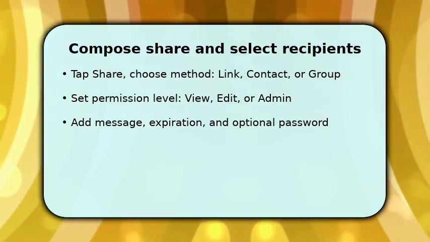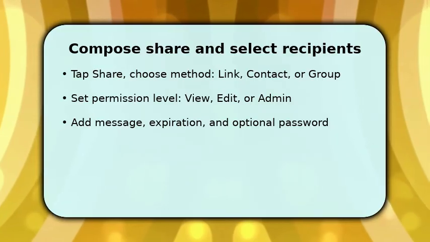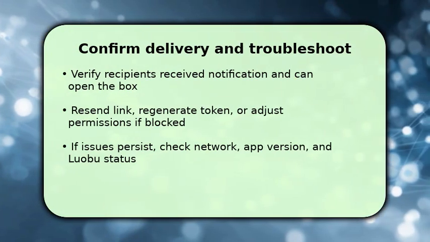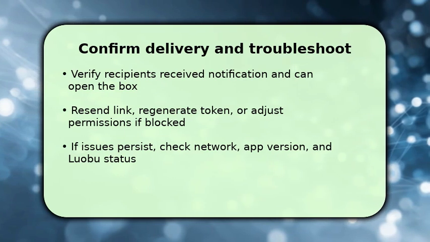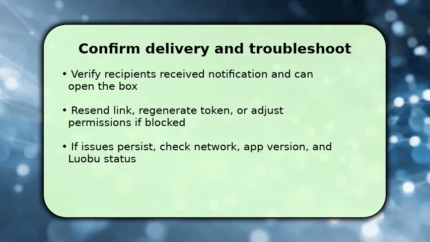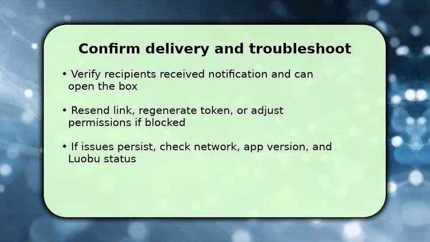Luobu will generate the share and notify recipients. You verify delivery by asking recipients to open the link or view the shared box in their Luobu app. Confirm they see the expected name and contents.